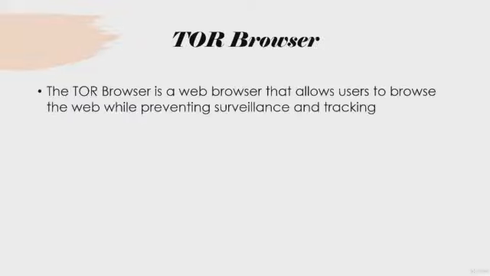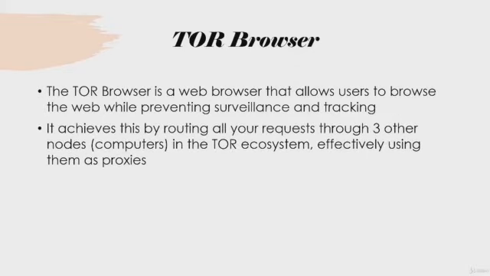So the Tor browser is a web browser that allows users to browse the web while preventing surveillance and tracking. Now, this is achieved by routing all of your requests through 3 other nodes, which are just other computers in the Tor ecosystem. And you pretty much use them as proxies. Think of it this way. Traffic is coming pretty much from your router, and it's going out to the web, but it's going through 3 other computers. And each time, it's encrypted. Each time it goes through another computer.